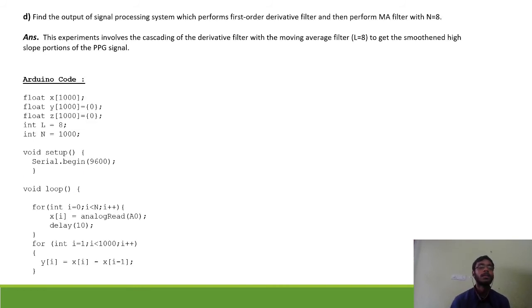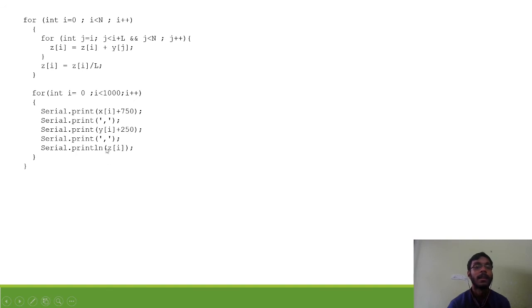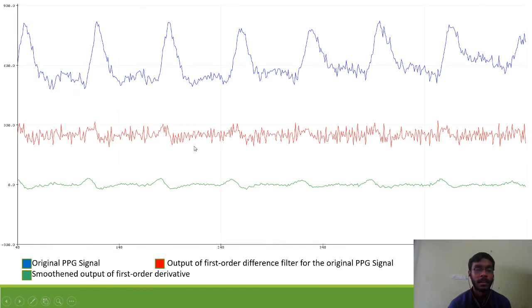So our fourth question is: find the output of a signal processing system which performs first order derivative filter, then performs MA filter with n equal to 8. So here also the same thing, all remains same up to void setup. In the void loop, we have recorded the first 1000 samples with delay of 10 milliseconds. Then we have applied the derivative filter, as you can see, first order derivative filter, and then we have applied the moving average filter. And after that, we have plotted our data.